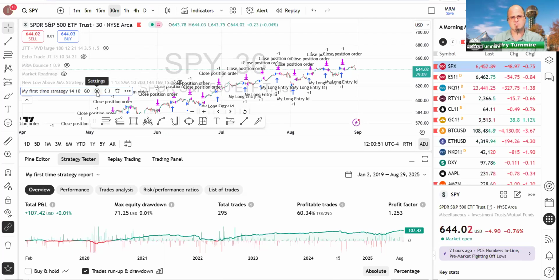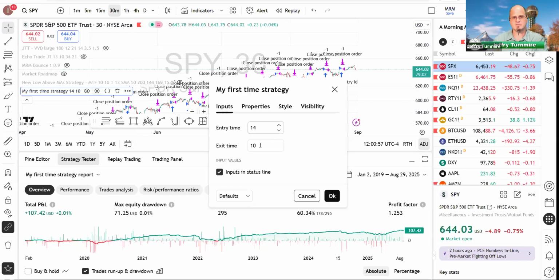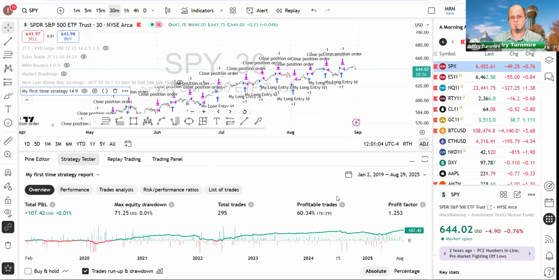Now, let's see if that 10 o'clock is something that helps. Can we change this to, maybe we should get out right at the market open, right? Let's see if that changes anything.